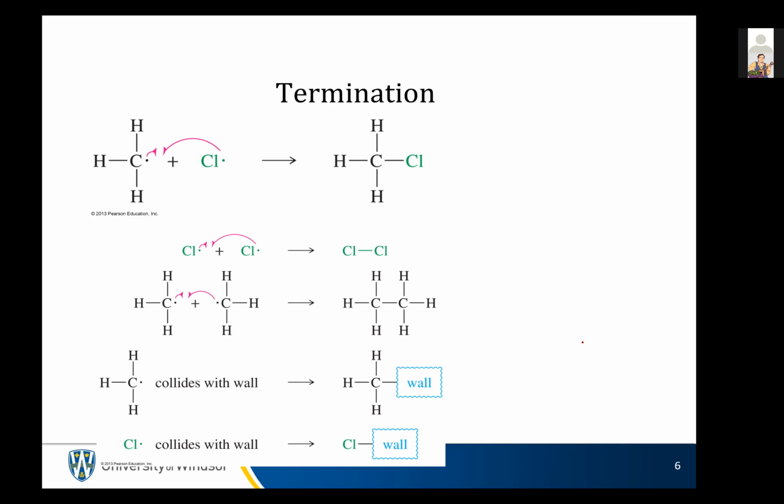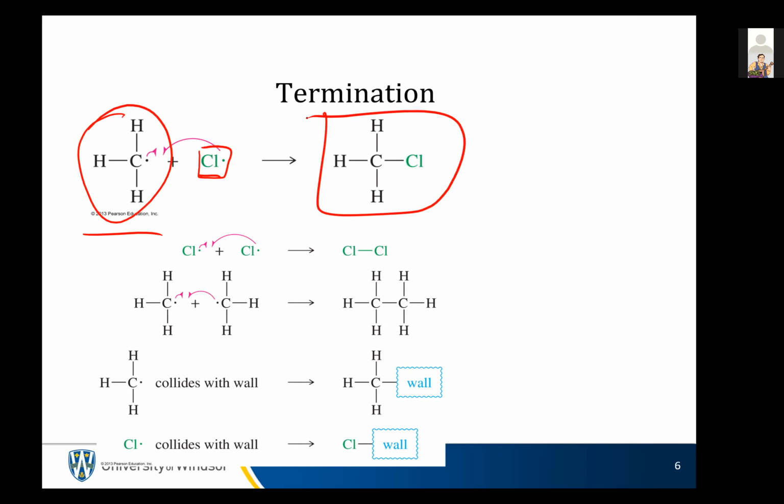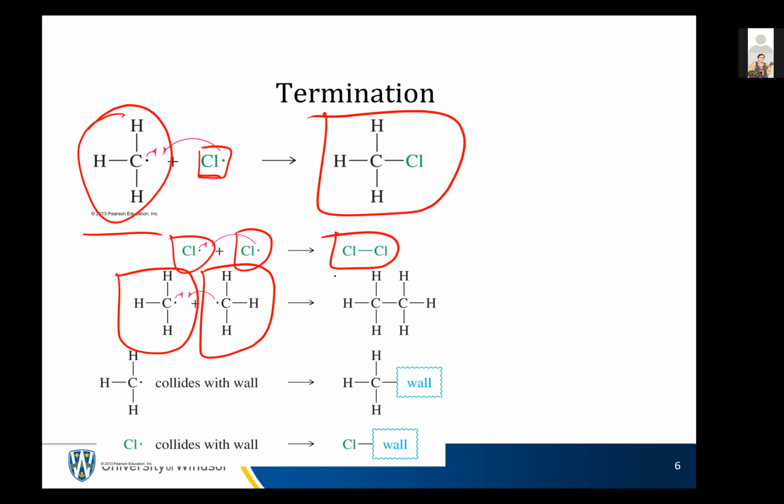Now, we got two different radicals in this system. We have a chlorine radical and we have a methane radical. And you kind of have two choose two. There's three ways to do this. So you can have a chlorine radical interact with the methane radical to give us chloromethane. We can have a chlorine radical interact with the chlorine radical to give us chlorine. Or we can have a methane radical interact with the methane radical to give us ethane.